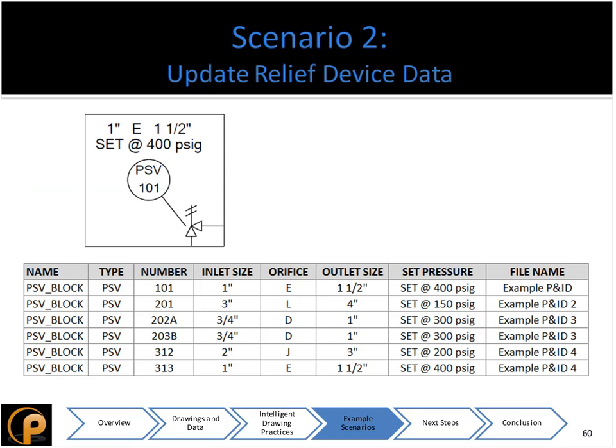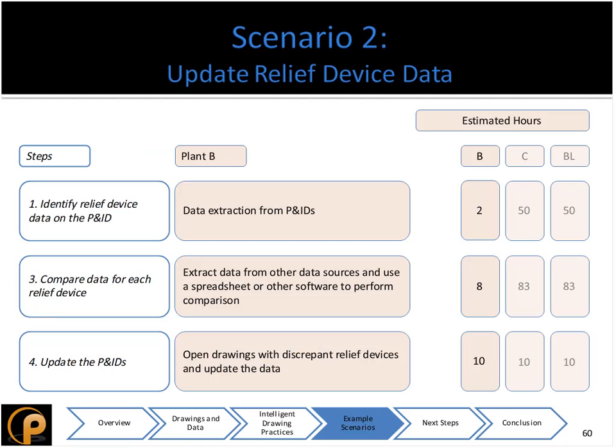So here I have an example of what that might look like. Again, on the left of this extraction, you see the name of the block. In the middle, we have all the attributes associated with it. And on the far right, I just pulled one of the properties associated with that block, and that's the file name that it's on. The last step is still the same: to update the drawing.